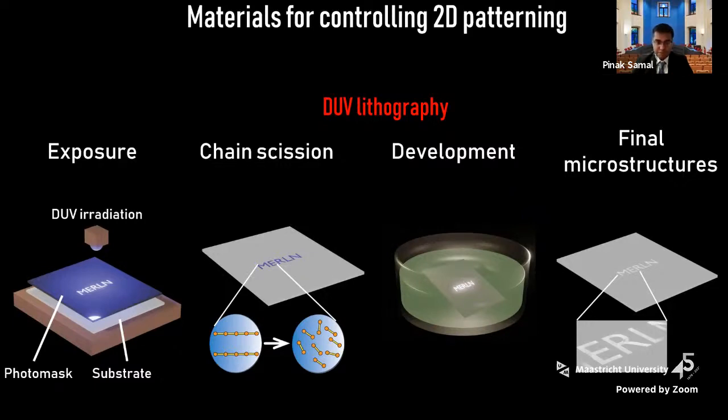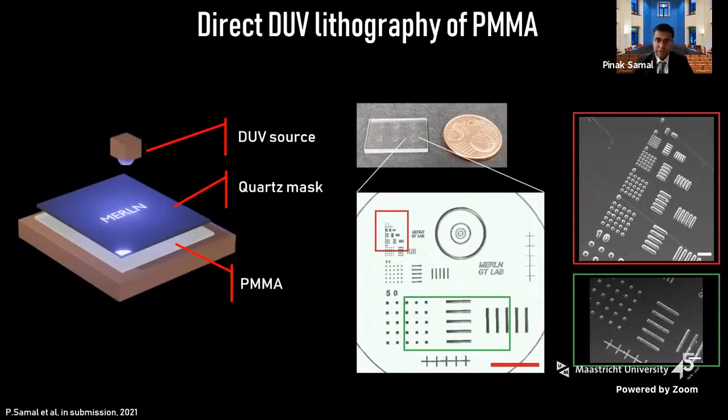In the process, a substrate is exposed to deep UV irradiation using a photomask. Upon exposure to deep UV radiation, this leads to chain scission within the substrate. The exposed area is then developed and chemically etched, and this leads to the development of a final microstructure as shown here. We applied and optimized this process for a popular, widely used thermoplastic called PMMA. We took thick PMMA sheets, and these were exposed using a chromium quartz mask to a deep UV source. For example, here we show some test structures, and we are able to obtain features as small as 1 micrometer in size.